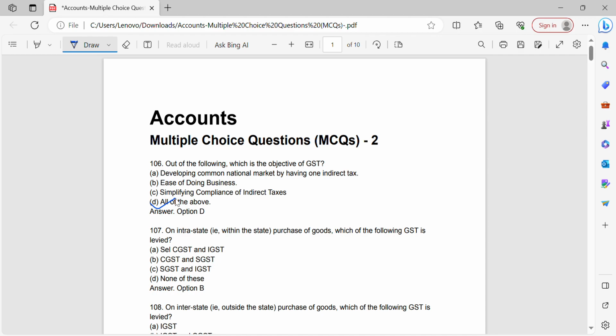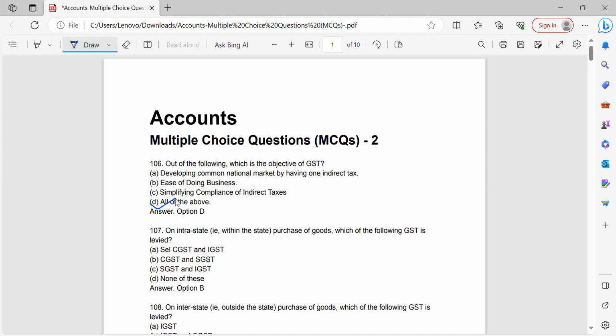क्वेश्चन है, आउट ऑफ द फॉलोइंग विच इज द ऑब्जेक्टिव ऑफ जीएसटी? Developing common national market by having one indirect tax, ease of doing business, simplifying compliance of indirect taxes, all of the above. The option is option D.